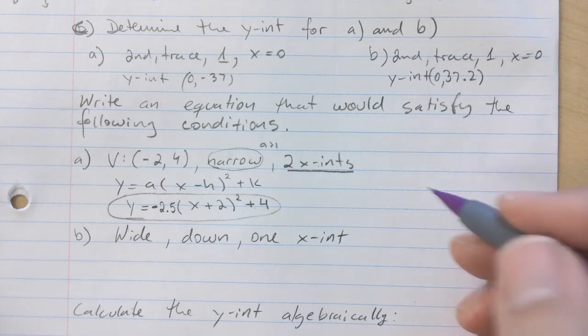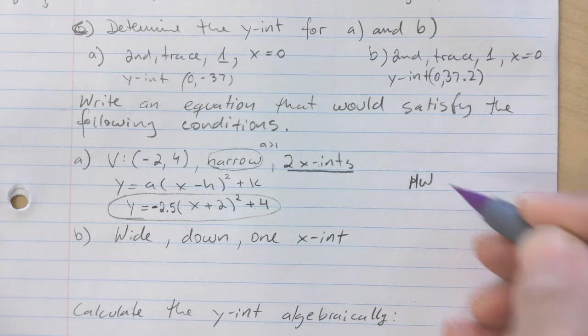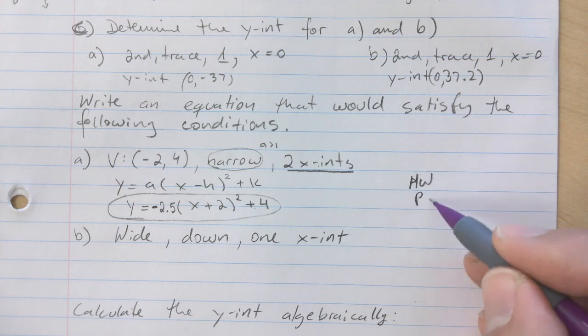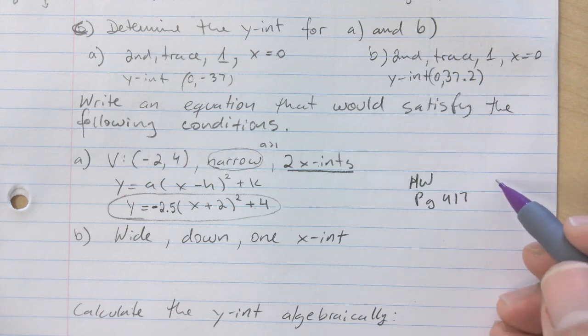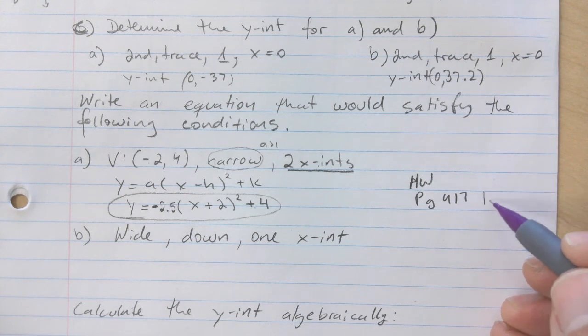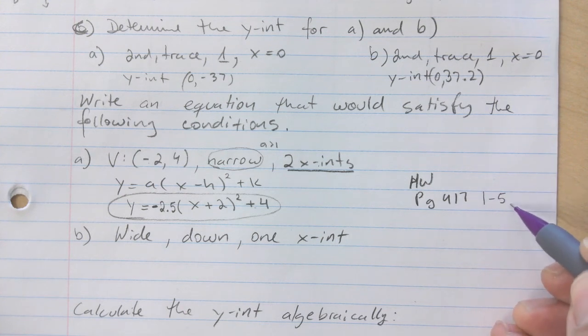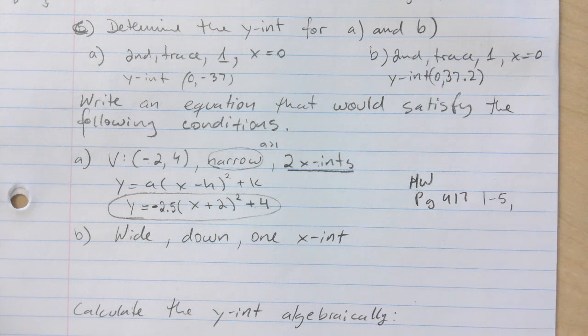Okay, so homework. This is the textbook. Finally, back to the textbook. Page 417, okay? I'm going to get you to do 1 to 5. I'm not going to give you a whole lot. A lot of graphs there. And then 11 to 14.